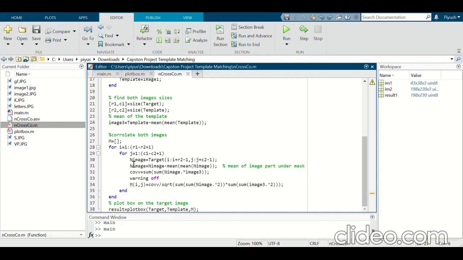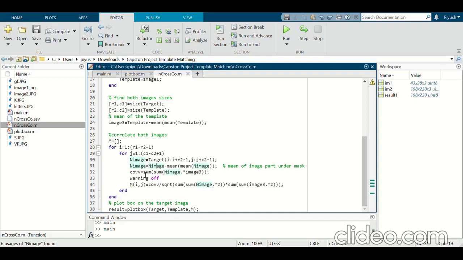So in the iteration, what I have done is I am calculating an image. And what is an image? An image is the target image that is overlapped by the template image in these iterations. Then I have updated this an image by subtracting its mean. And remember, an image is the overlapped image by the template image in the target image.